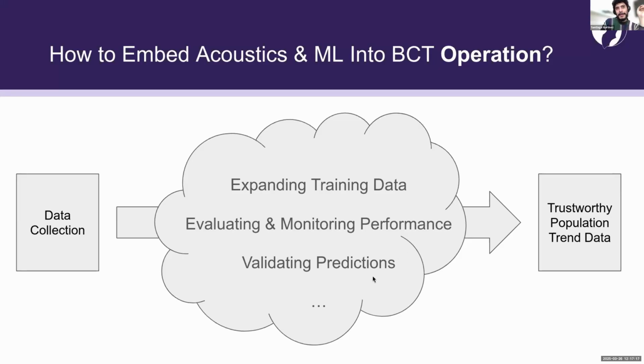And also another big aspect of BCT work currently is that there's a lot of work that goes into validating the predictions. So not necessarily assessing the performance of models, but actually looking into individual predictions together with an expert to see whether the bat is actually there. And that's a bit more hard ground truth data.